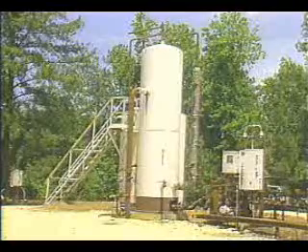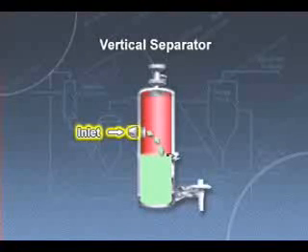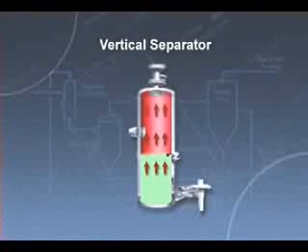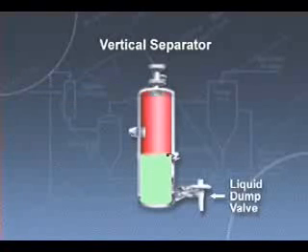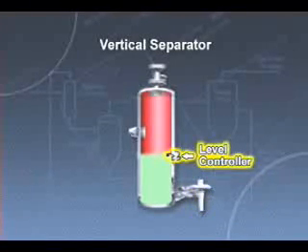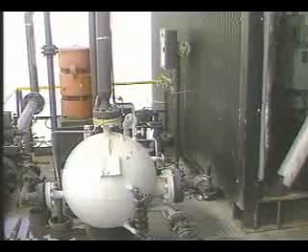In a vertical separator, fluid enters the vessel through a side inlet. An inlet diverter provides the initial gross separation, then the gas leaves the vessel after passing through a mist extractor. The liquid leaves the vessel through the liquid dump valve, which is regulated by a level controller. Spherical separators typically contain the same elements that are found in vertical separators, and, in fact, are considered a special type of vertical separator.